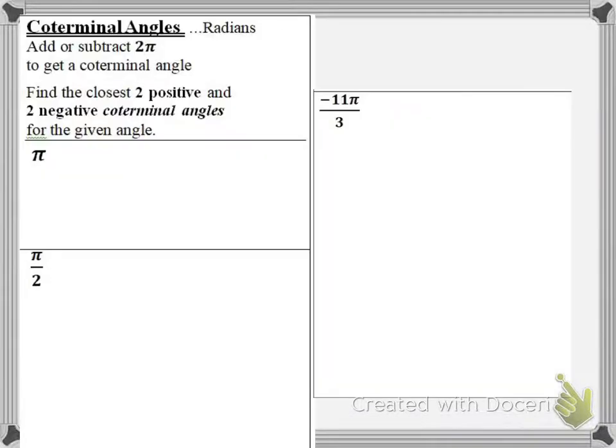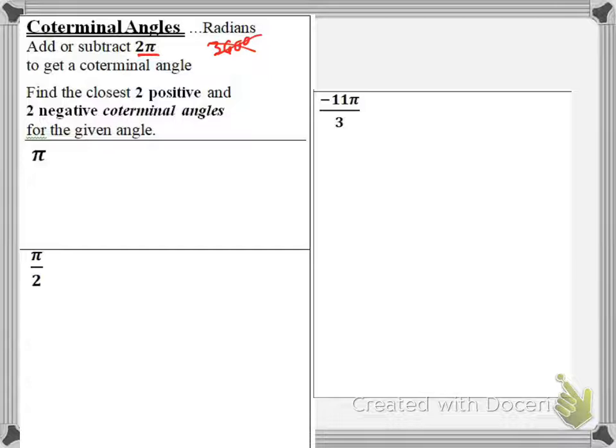Let's look at the second page. We're going to do coterminal angles again. Remember that coterminal angles are angles that end up in the same position. They're just 360 degrees apart, or 2 times 360, 720 degrees apart. In this case, instead of doing add or subtract 360 degrees, we're going to do add or subtract 2 pi, because 2 pi is the same thing as 360 degrees.